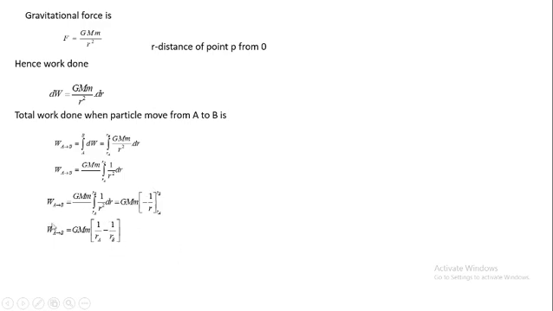So we got minus 1 upon R evaluated between the limits. If you insert this minus sign inside the bracket, we get 1 upon RA minus 1 upon RB. You should remember here: the upper limit is RB, so we get 1 upon RB minus 1 upon RA. But this is already a negative sign, so it goes inside, and you get 1 upon RA minus 1 upon RB.